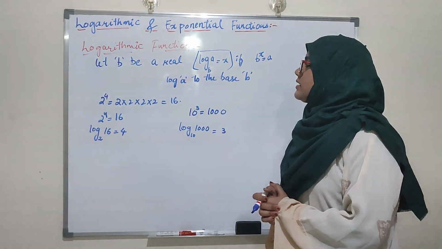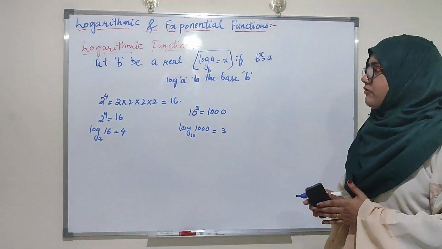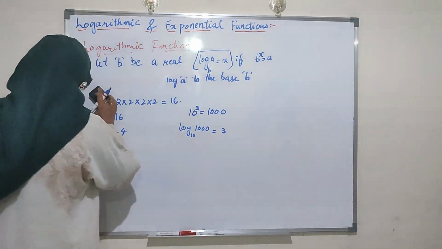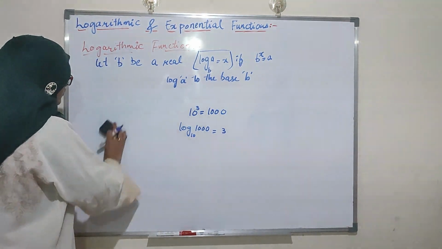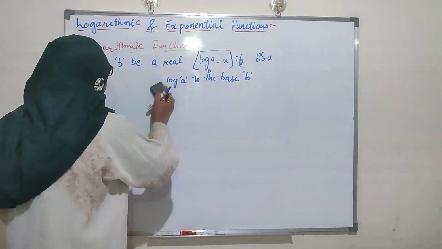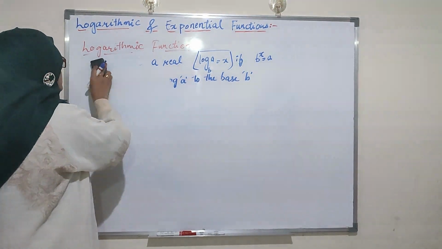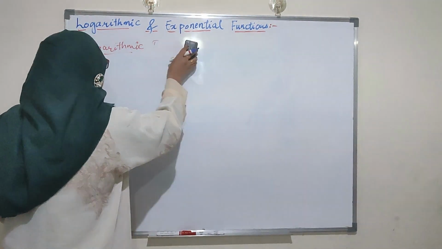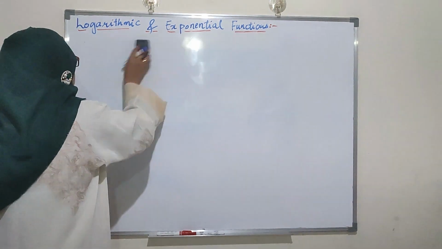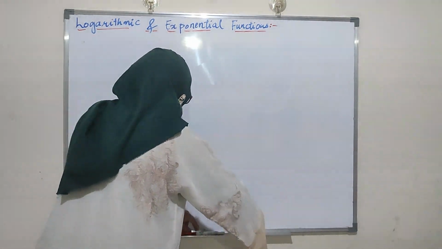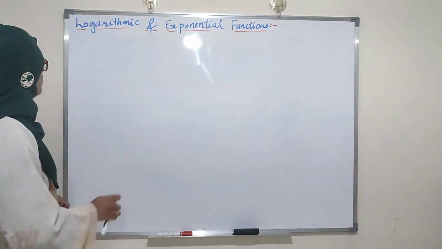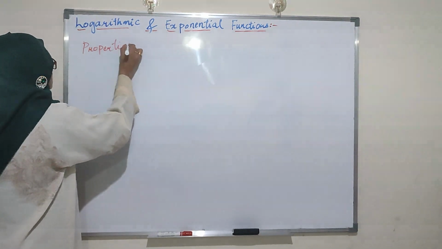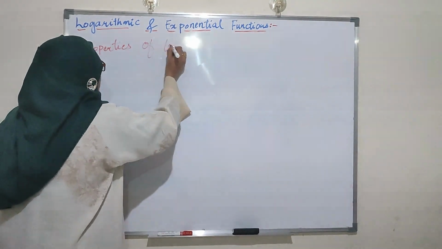Now we will go for the properties of the logarithmic function. In logarithm we are having some properties. So write down the properties of the logarithmic function, where b is a real number. In the logarithm, the base is always a real number.